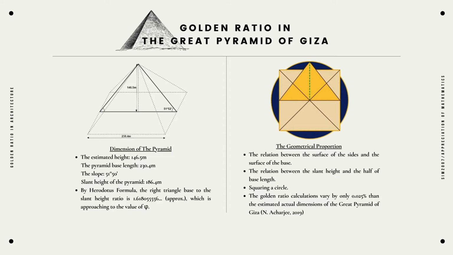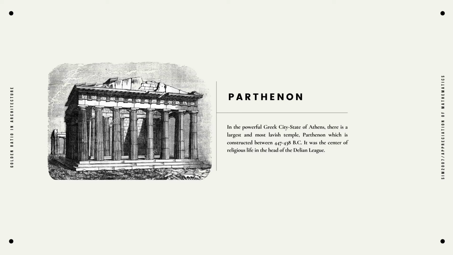The third one is squaring the circle. Let's see if we draw a square and a circle together, where the circumference of the circle equals the perimeter of the square. Then, if we measure the radius of the circle, it will give us the height of the pyramid on this square. Therefore, the Great Pyramid contains both pi and phi. Next, I will continue with the Parthenon.